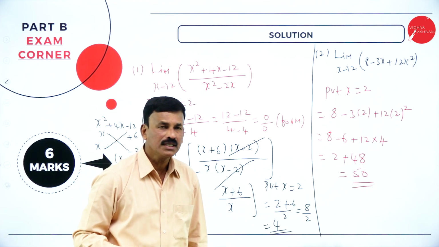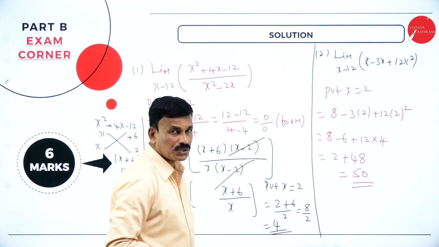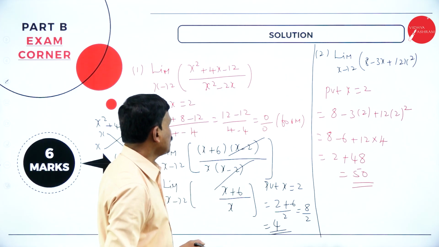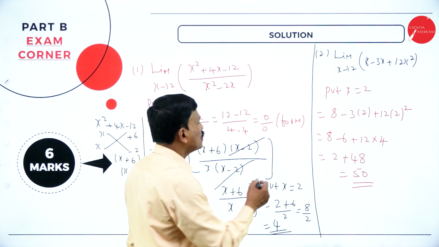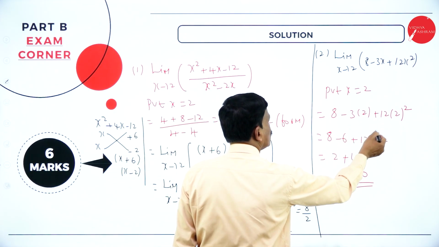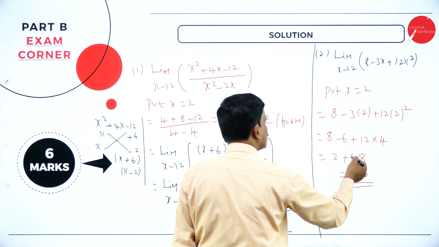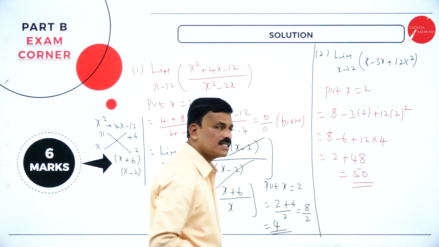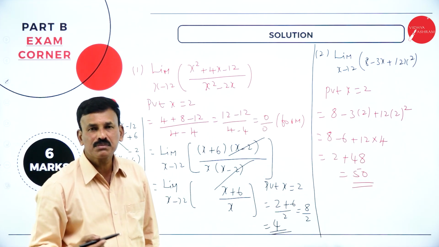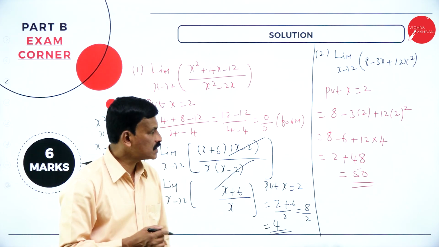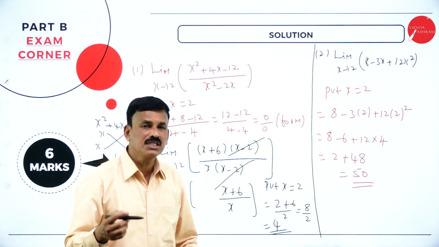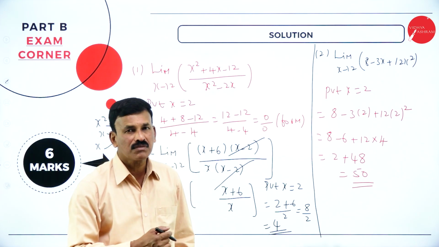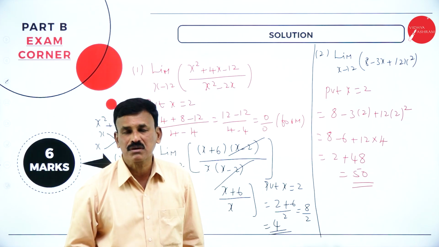Very simple. See, put x is equal to 2. 8 minus 3 into 2 plus 12 into 2 square. So 8 minus 3 twos are 6, 12 into 2 square is 4, 12 fours are 48, 8 minus 6 is 2 plus 48 is equal to 50. So if you do this much, definitely you will get 6 marks. 3 plus 3, the first one is 6 marks, this is 6 marks. So easily you will get 12 marks from this question. Very simple concept, right?